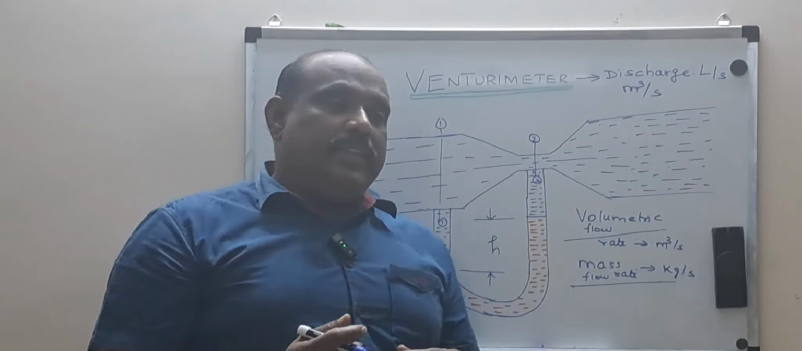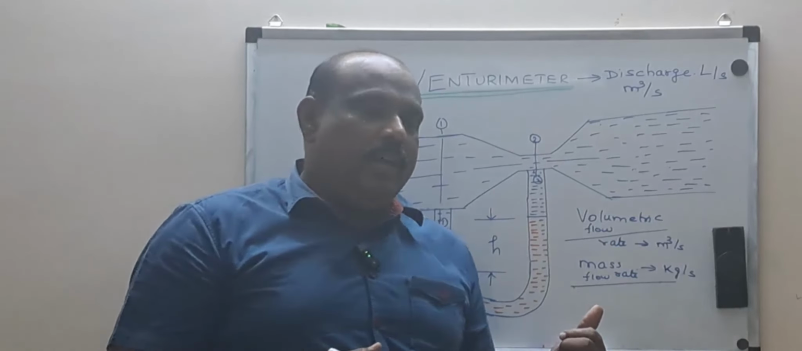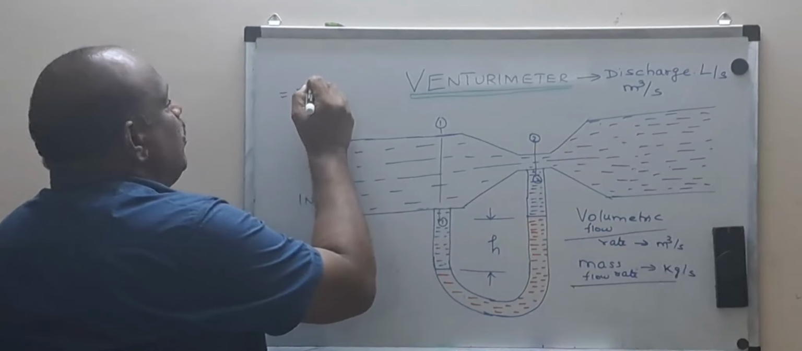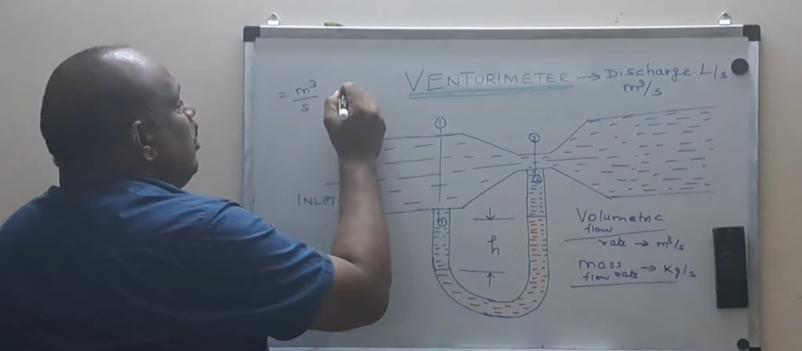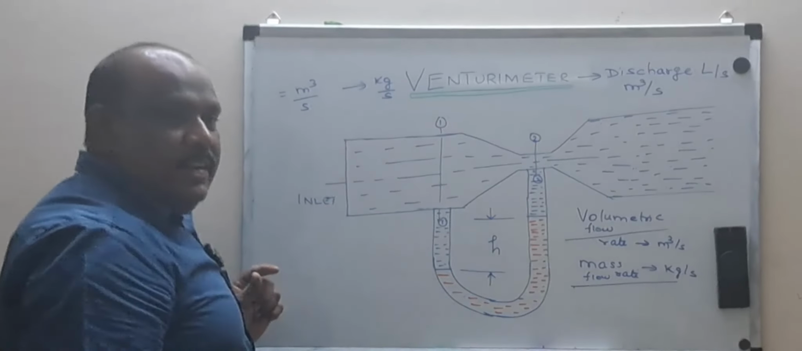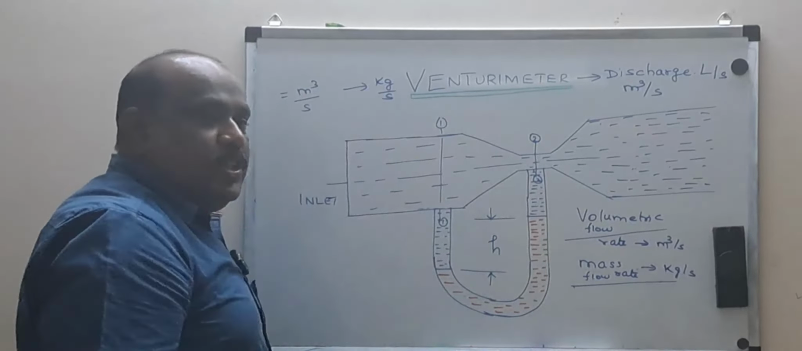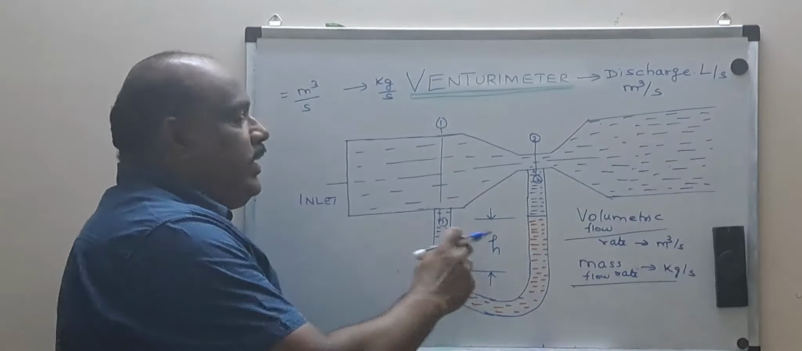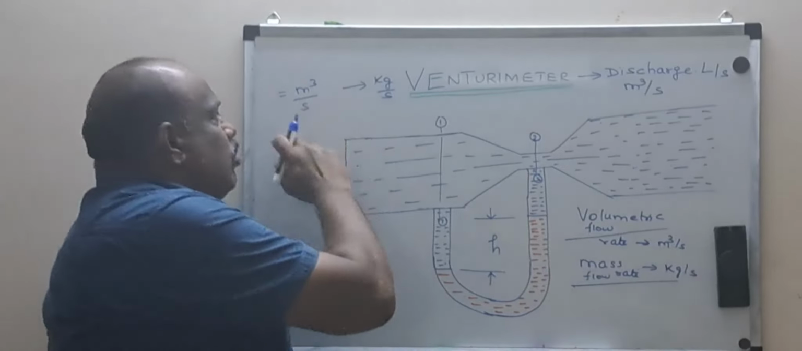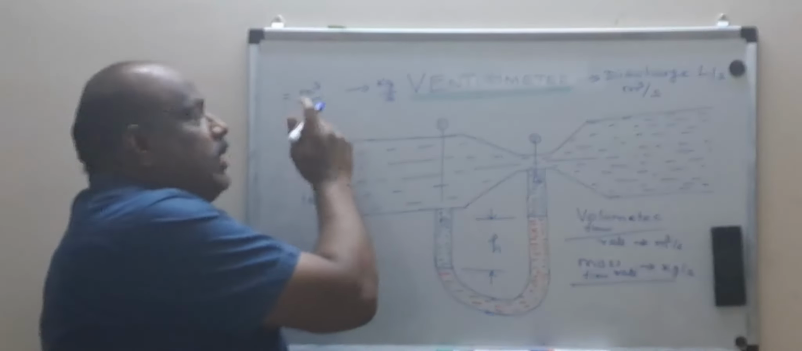Is it possible to find the mass flow rate? How? We don't know. Okay. I want to move from meter cube per second. What should be my final answer? Kilogram per second, isn't it? I have to start from the volumetric flow rate, because I am going to find it with the help of the Venturi meter. But I am asking you to find the mass flow rate. So what should we do to get kg per second? If I am going to multiply with what?